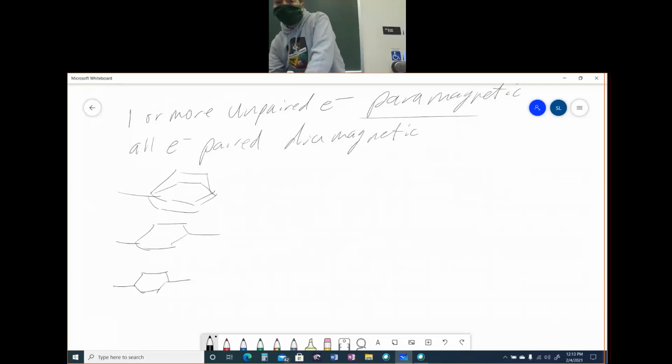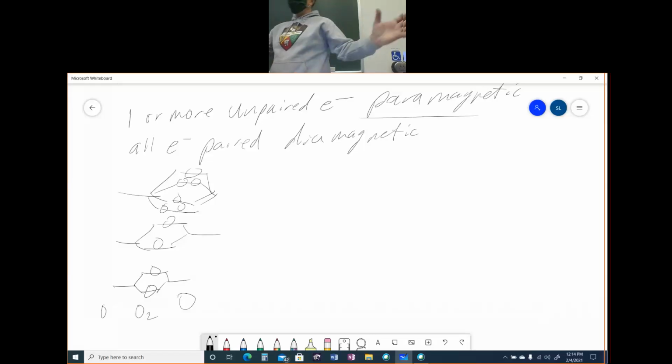All right, so when you're doing your diatomic, this is only for diatomics. If you had an oxygen atom on this side and an oxygen atom on this side, and then they go to make your O2 molecule, you put in your electrons, and you will determine if it is diamagnetic or paramagnetic. You have 1 or more unpaired electrons.